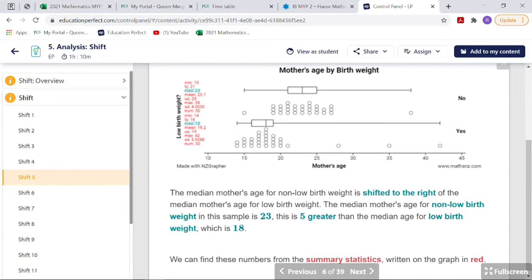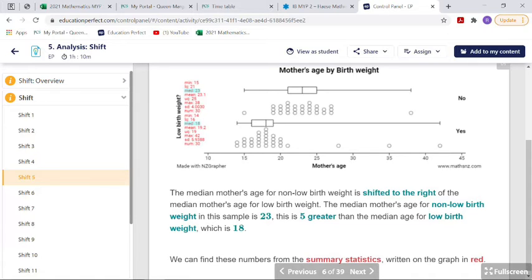All right. So look at the way they've written this. The median age for the non-low birth weight mothers is shifted to the right of the median mother's age for low birth weight. The median mother's age for non-low birth weight in this sample is 23, right? So they're giving you the actual data, the numbers to support it, which is 5 greater than the median for low birth weight, which is 18.